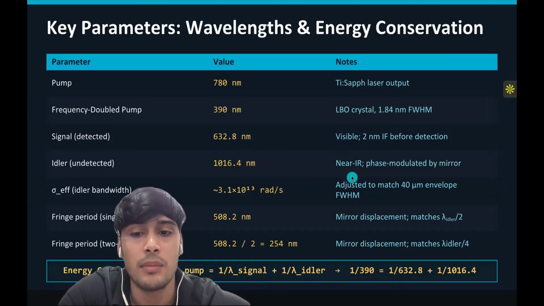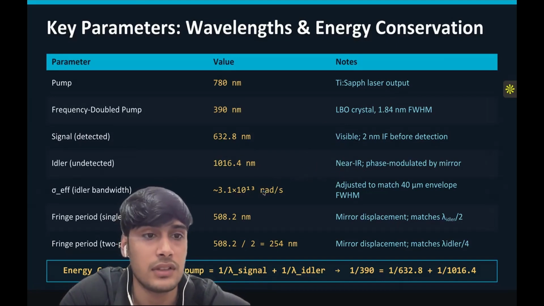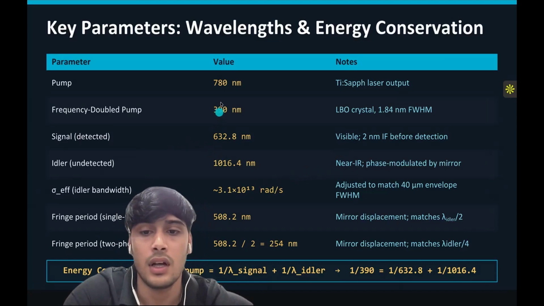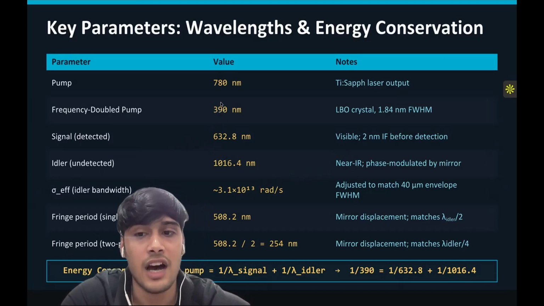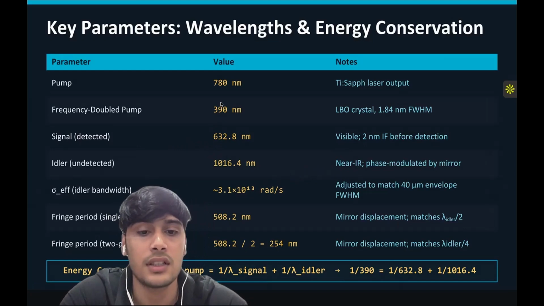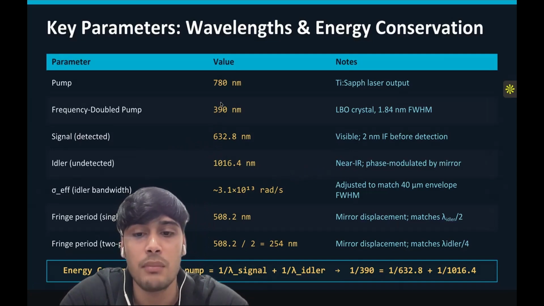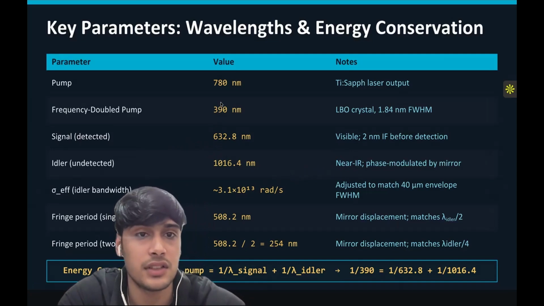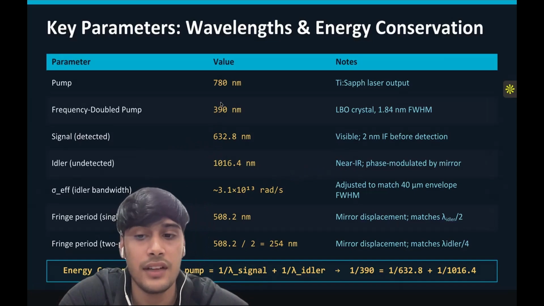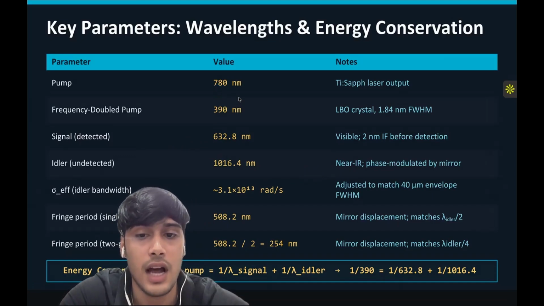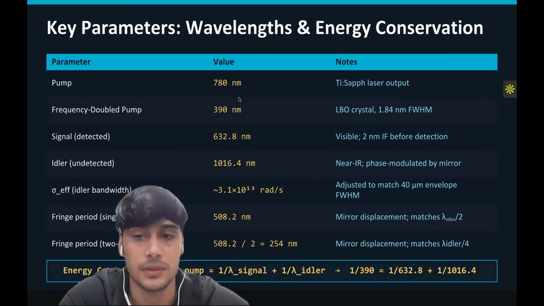Now the bandwidth parameters matter because they determine the coherence envelope we'll see in figure 4. The pump has a 1.84 nanometer full width half maximum bandwidth at 390 nanometers, and the signal filter is 2 nanometer full width half maximum at 632.8 nanometers. When you combine these under energy conservation, since the idler frequency is constrained to be the pump minus signal, you get an effective idler spectral width of sigma effective. The naive estimate gives a coherence envelope full width at half maximum of about 96 microns.